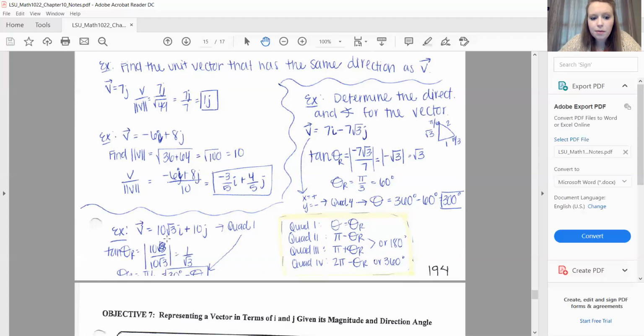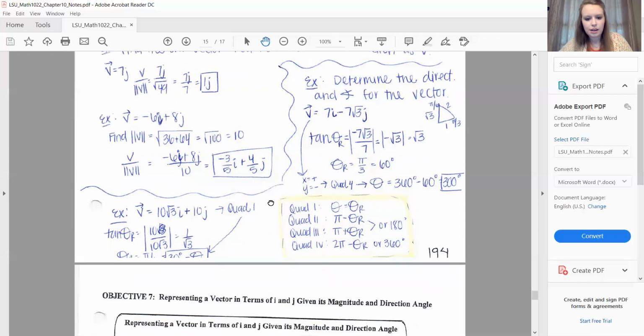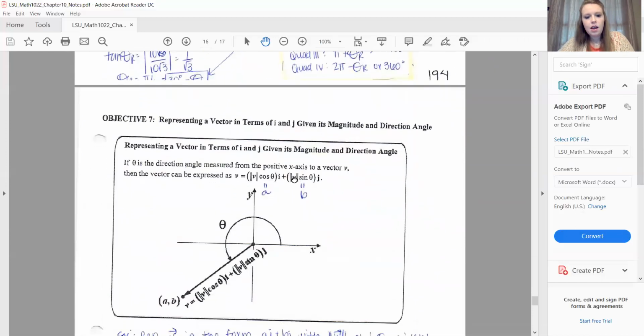Okay, well, both of them are positive. X is positive, Y is positive, so that's quadrant 1. If it's in quadrant 1, it is the angle. So that's just 30 degrees right there. Sorry that it cut y'all off.